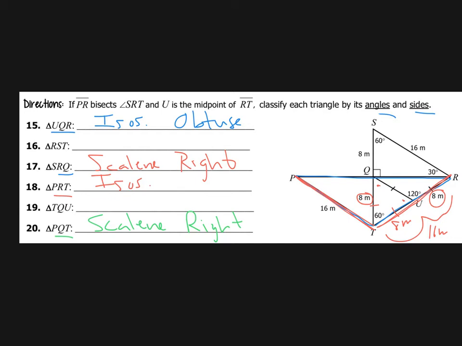Now, if you were to take an index card and pop it into this angle right here, you're going to notice that this angle right here is definitely larger than a right angle. So I think this is going to be isosceles obtuse.